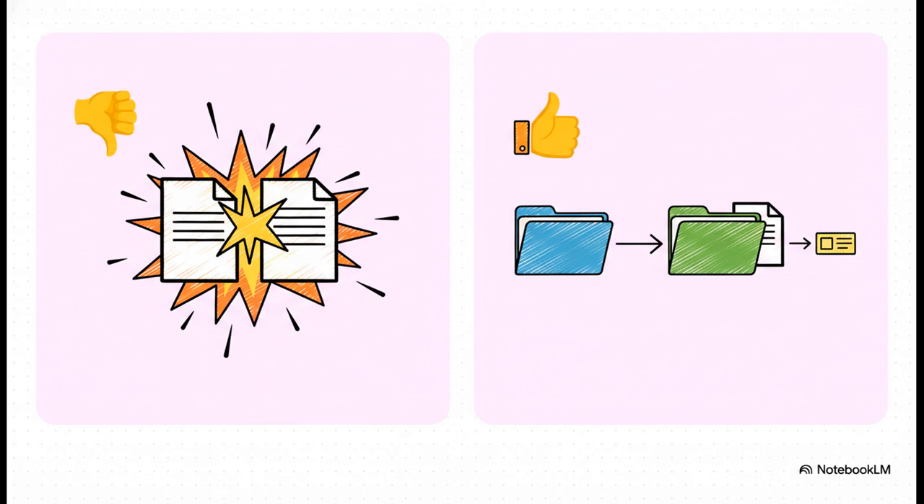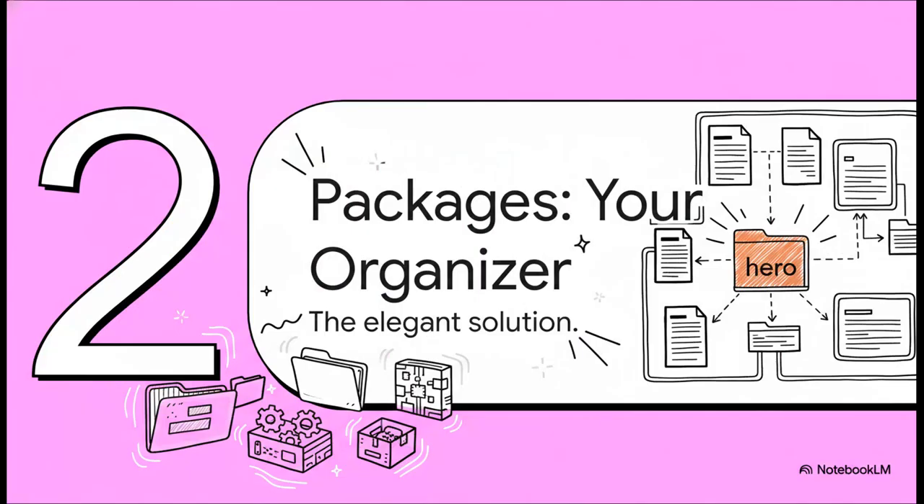But on the right, that's the solution. With packages, every single class gets its own unique, fully qualified name. Think of it like a unique street address for every file in your project. No more conflicts? Problem solved. So, how do we get from that messy pile on the left to that beautiful structure on the right? Well, that brings us right into section 2, packages, your code's organizer.